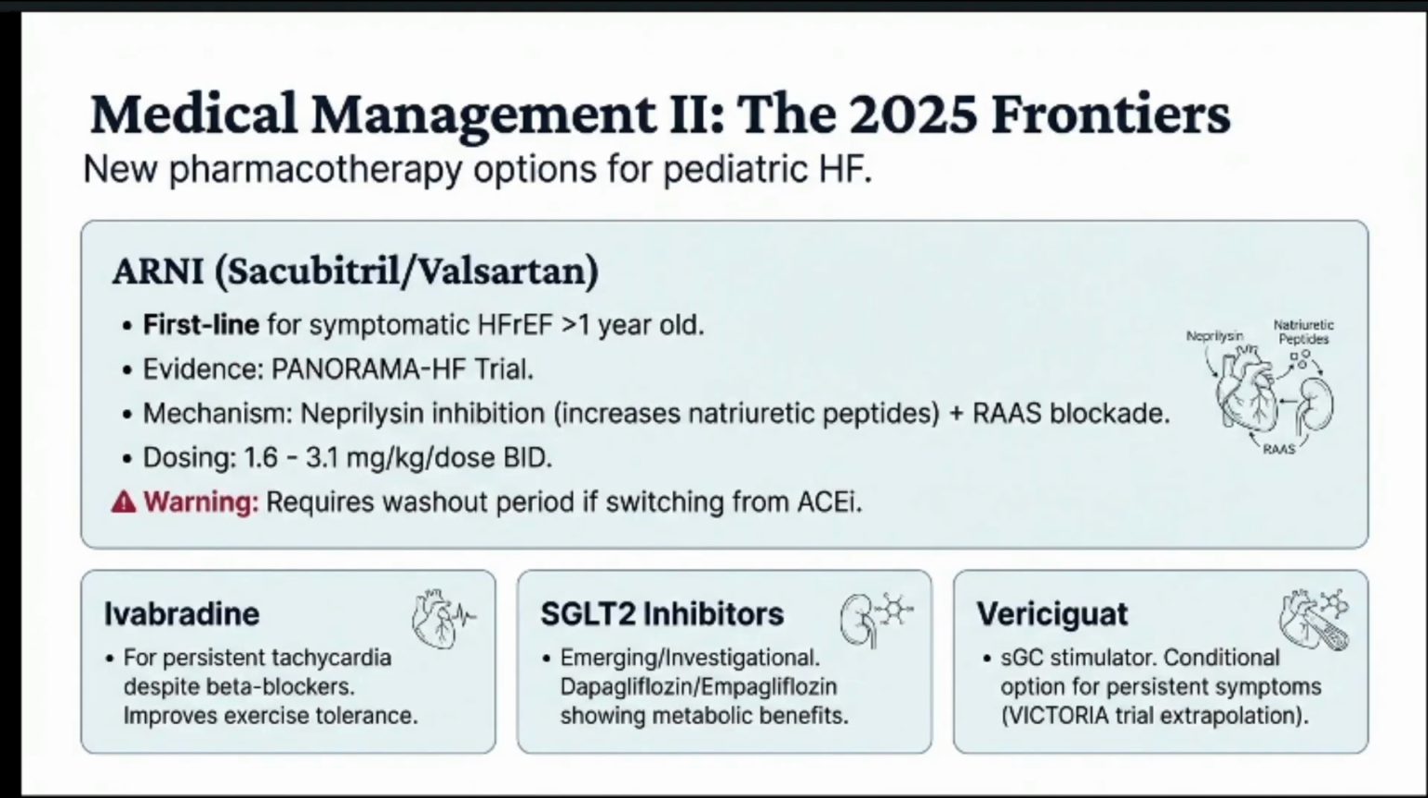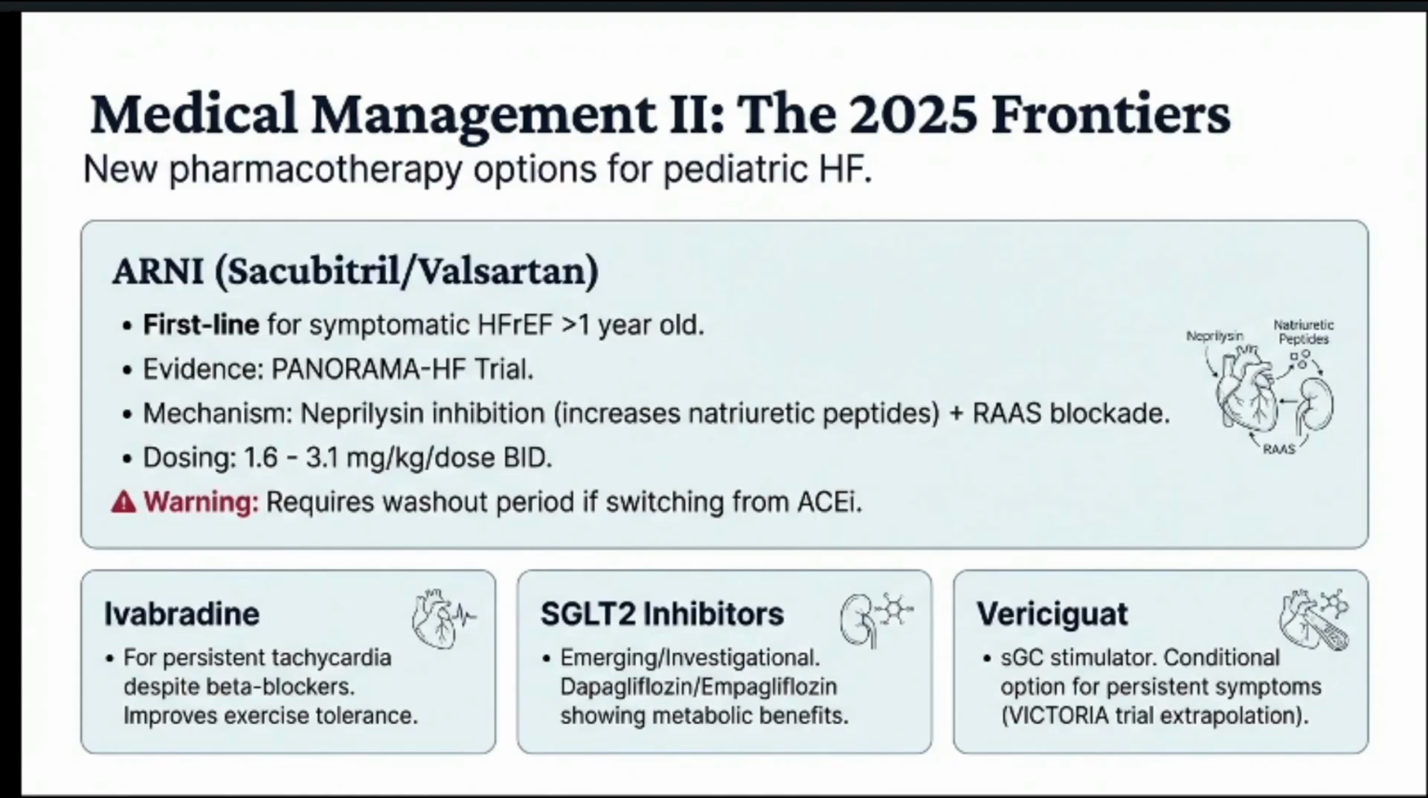Then in 2025, the PANORAMA heart failure trial has proven the role of ARNI, which is actually a combination of valsartan, which is the angiotensin receptor blocker, along with sacubitril. And sacubitril is basically a neprilysin inhibitor.